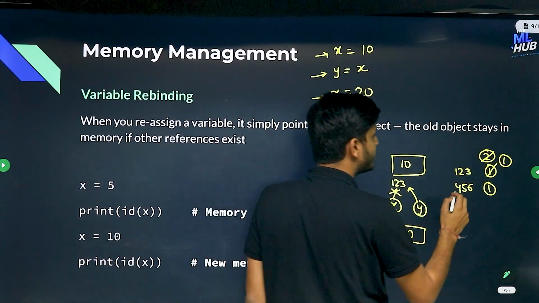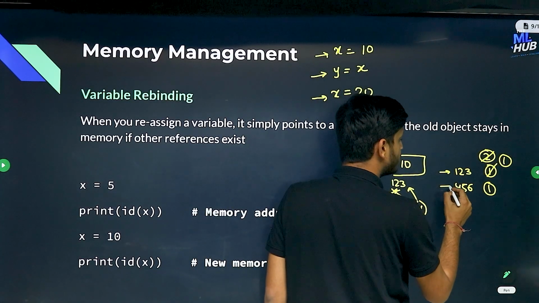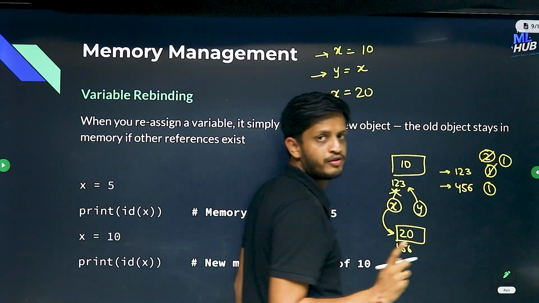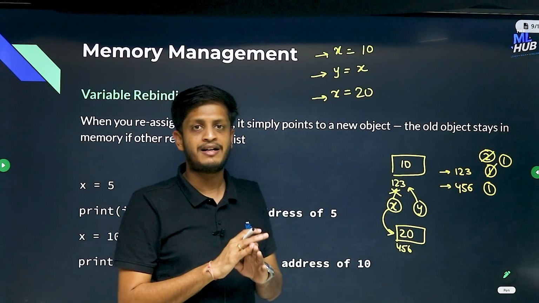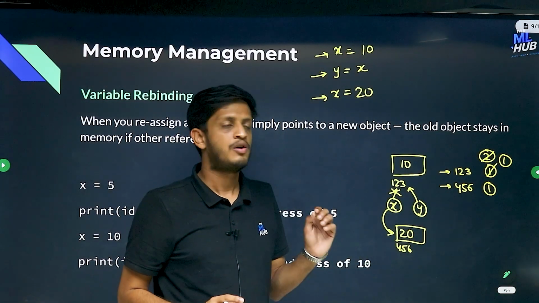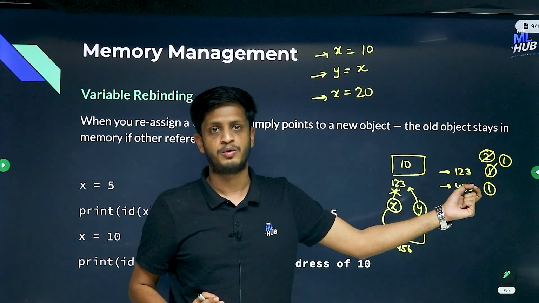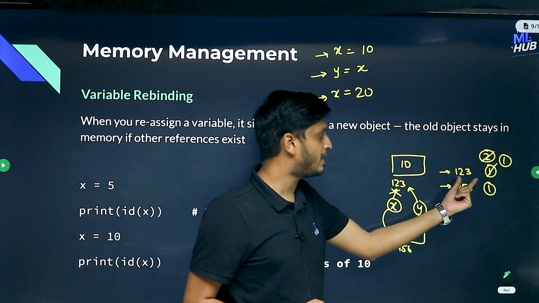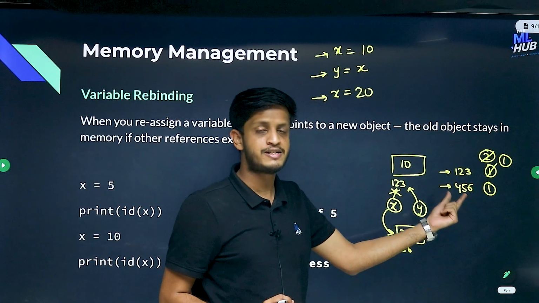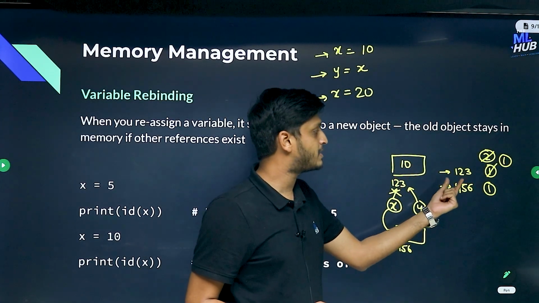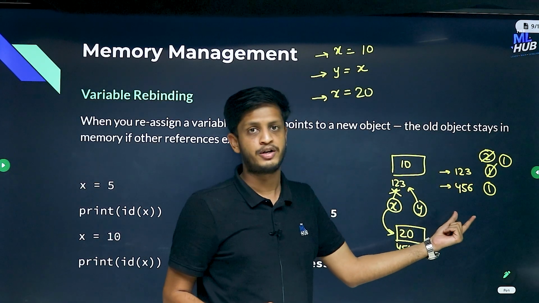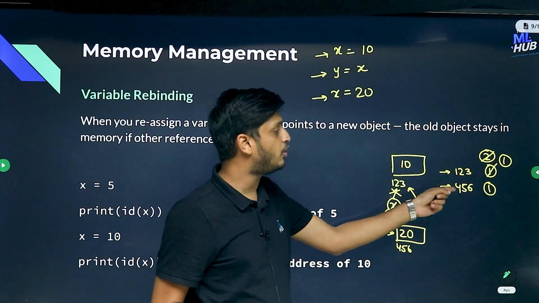Now the compiler knows that still one pointer points to 123 and one pointer points to 456. So it will not delete the values at any memory location on which at least one variable is pointing. So the compiler will not delete what is present at 123 or 456 because still some variables are pointing to 123 and some variables are pointing to 456. Only if the count becomes 0.